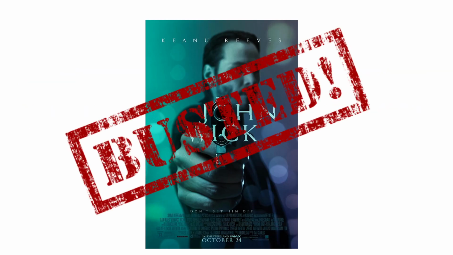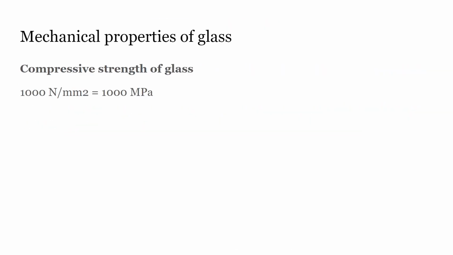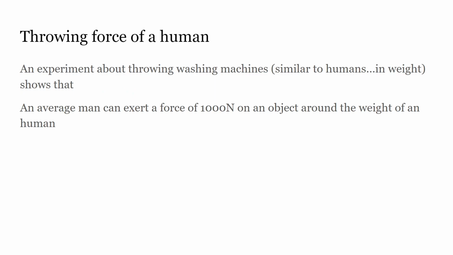So we now know that for glass, we have to concentrate all of that force into just 1 square millimeter in order to break it. So for sure, we can't just break a pane of glass that big by throwing a human onto it, unless they're wearing a spike or something that's able to concentrate all that pressure onto that pane of glass.